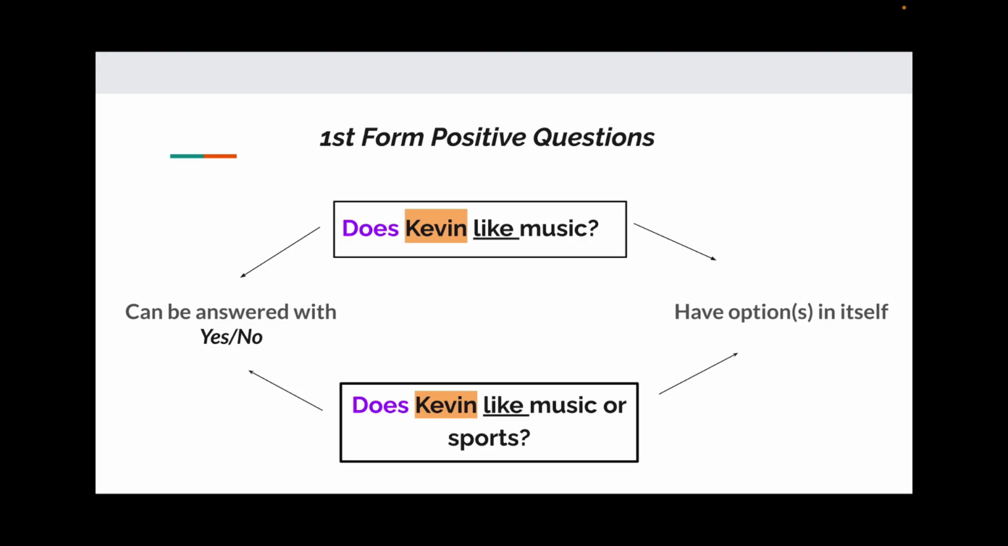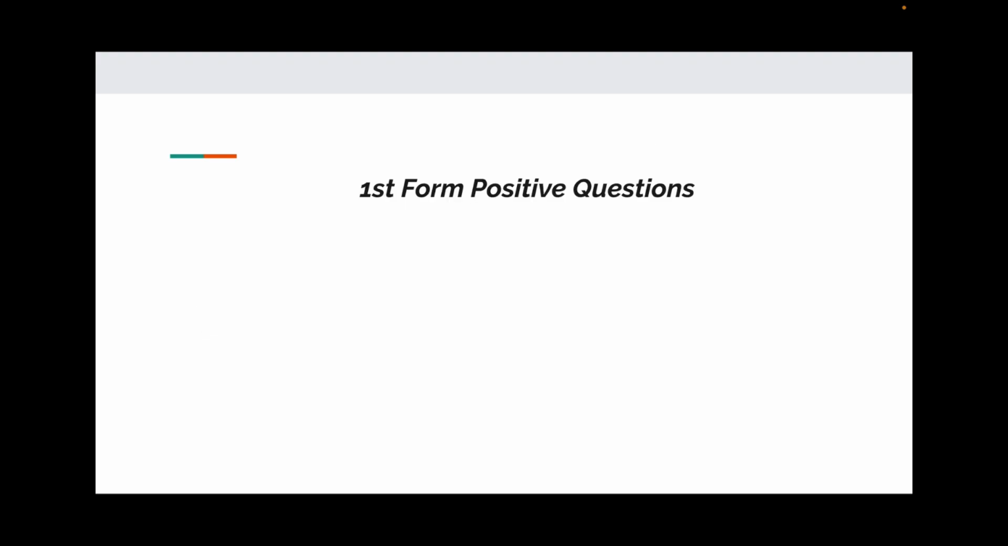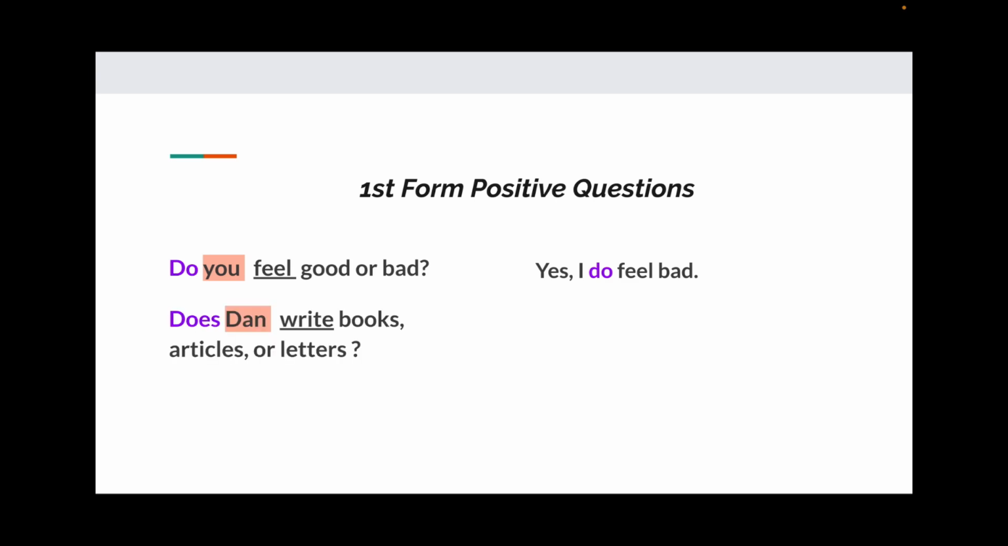And so here we have another example of a first form positive question, except we have multiple options to choose from. Does Kevin like music or sports? And here we have other examples with multiple options such as, do you feel good or bad? Yes, I do feel bad. Here we have, does Dan write books, articles, or letters?